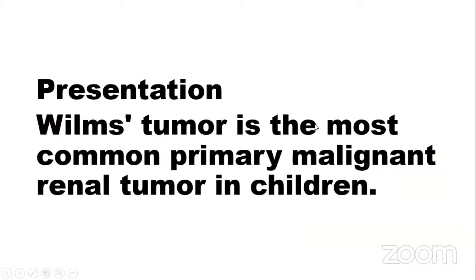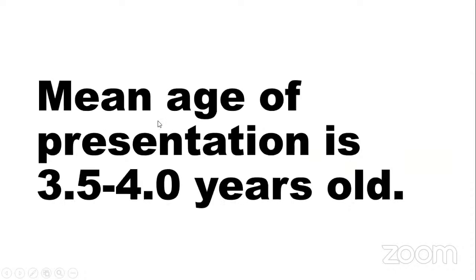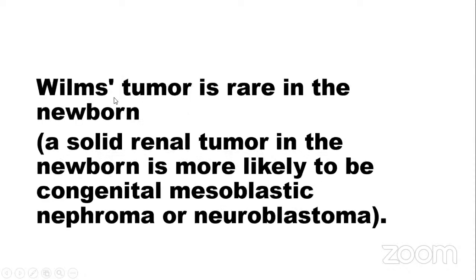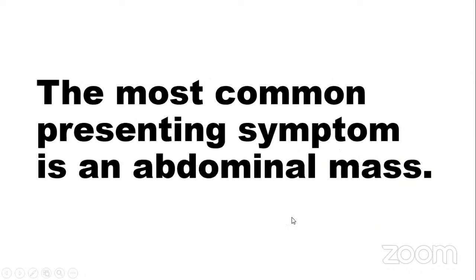Presentation. Wilms tumor is the most common primary malignant renal tumor in children, and the mean age of presentation is 3.5 to 4 years old. Bilateral cases usually present earlier, at a mean age of 2.5 years. Wilms tumor is rare in newborns. A solid renal tumor in the newborn is more likely to be either congenital mesoblastic nephroma or neuroblastoma.